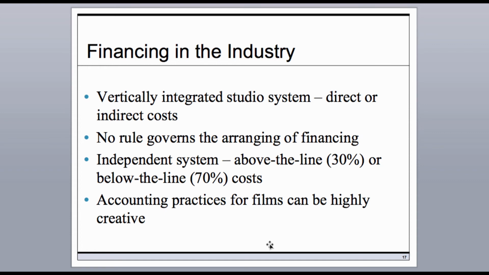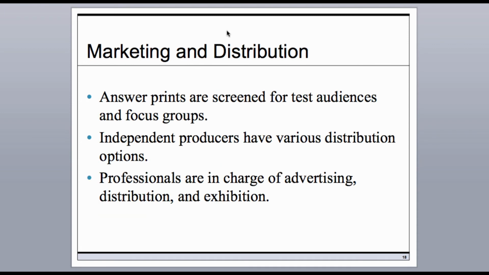And it has been highly creative, which means a higher quality film, and this eventually would make the system change. Marketing and distribution: prints are ordered, they're screened, and have a test audience look at films. They also do focus groups, so they'll try new things and see how the audience reacts. If the audience reacts negatively, they'd cut it out of a film and go with what was a proven product. Independent producers have different distribution options, but we're always fighting the studio system for space in theaters to make a profit. Professionals are in charge of advertising, how the films are distributed and exhibited in theaters.